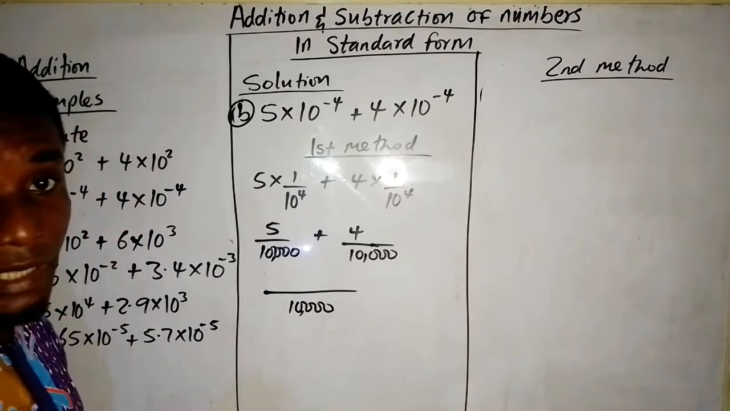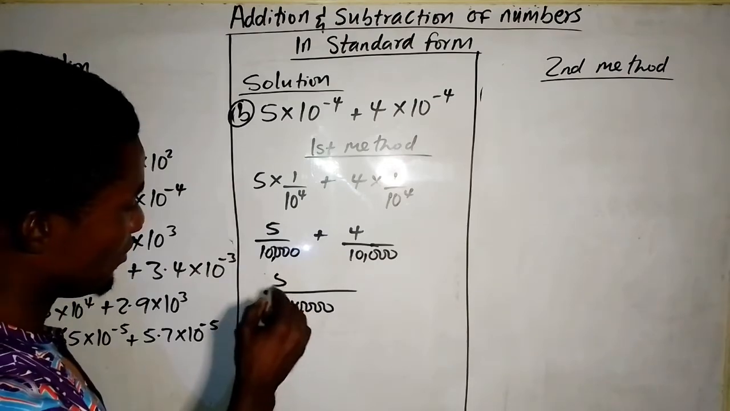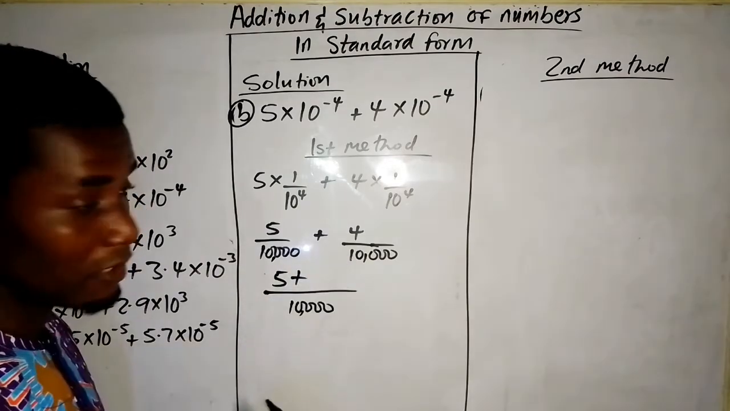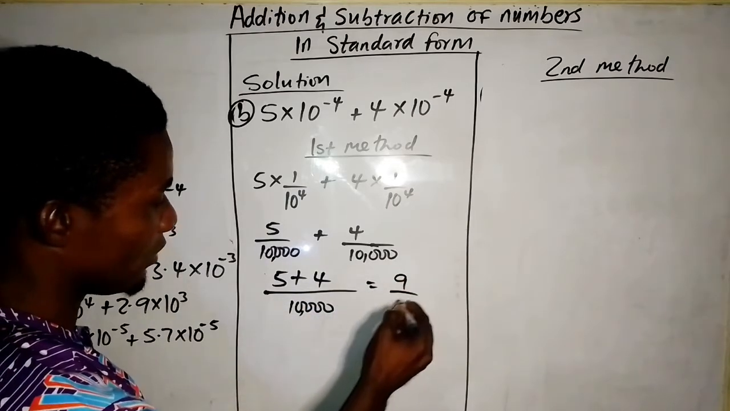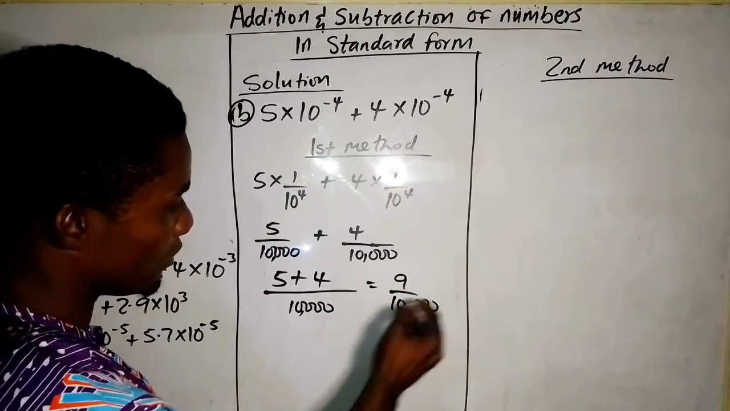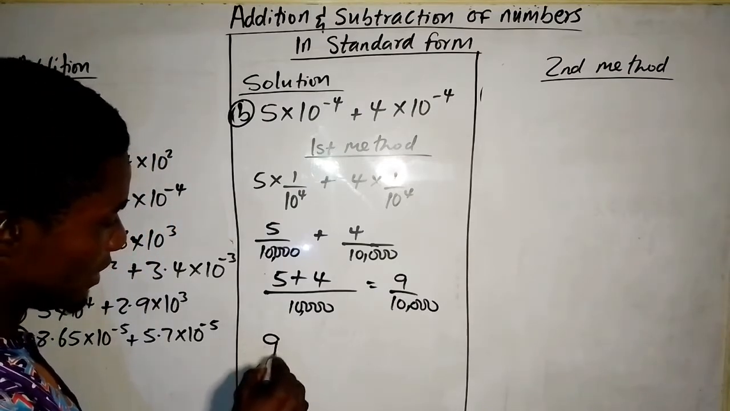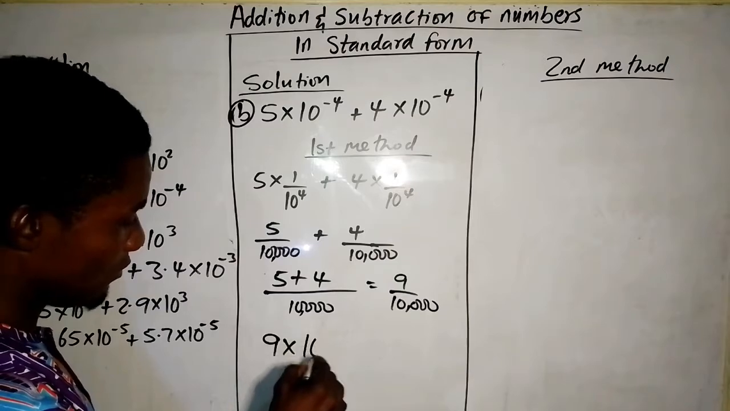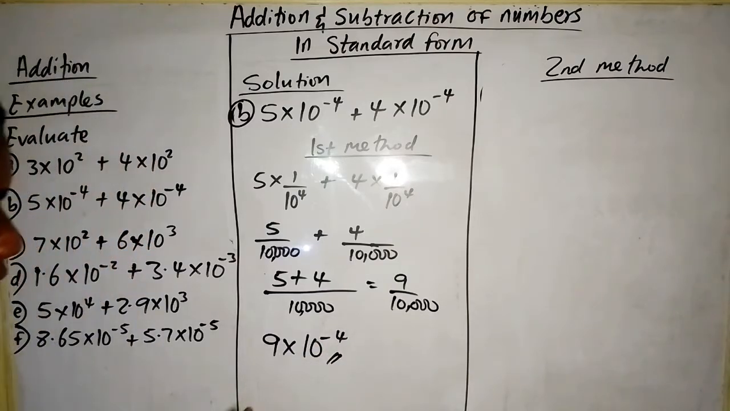10,000. Our LCM here is 10,000. So 10,000 and 10,000, that's 1, plus 10,000 and 10,000, that's 1. 1 times 4, that's 4. So we have 9 over 10,000. Now to re-express this back in standard form, we're going to be having 9 times 10 raised to power minus 4. It's going to be our final answer for this.